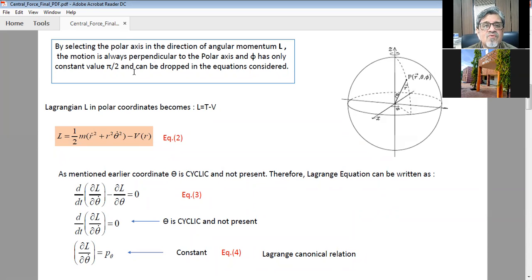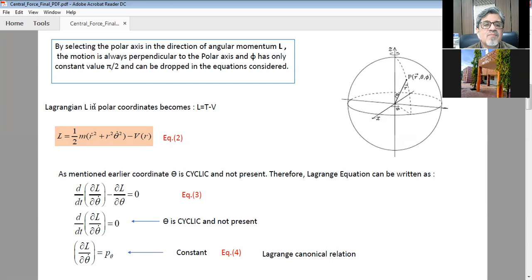The reason is given over here. Again, it is shown in the diagram. If you take angular momentum in the direction of the polar axis, then phi becomes pi by 2, and ultimately that constant factor can be dropped for convenience in the subsequent equations.